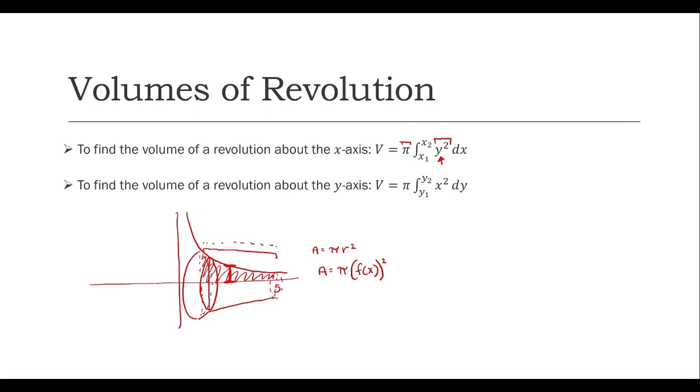And then to find the volume for a revolution about the y-axis, your volume would equal pi times the x value squared, so your area, and then you're taking the integral of your area, or the sum of all the area, from y equals 1 to y equals 2 dy. So we'll do practice with this in our IB practice question.